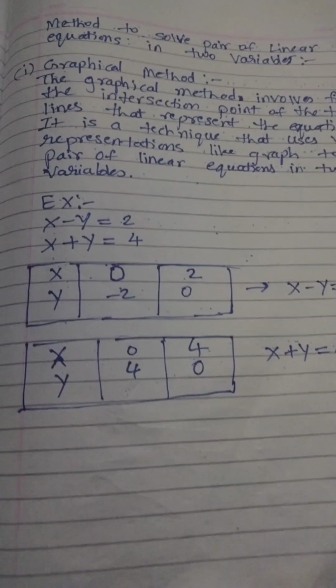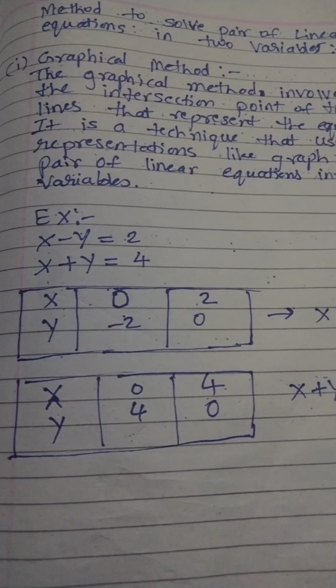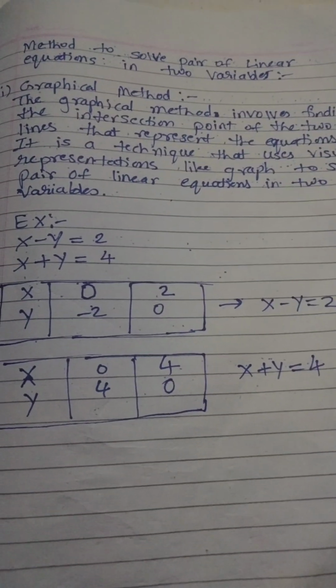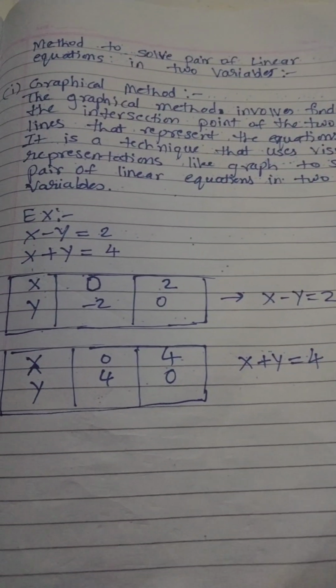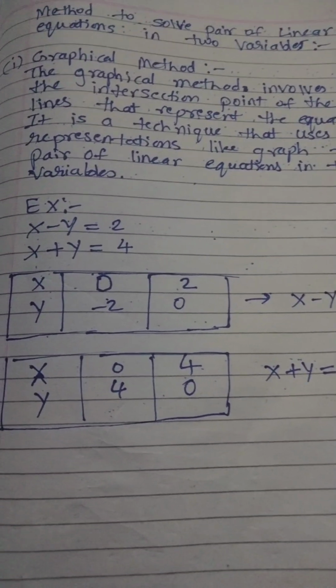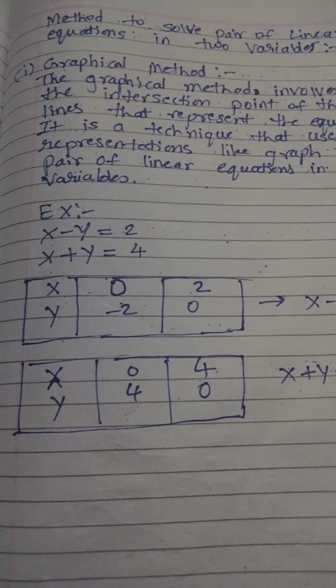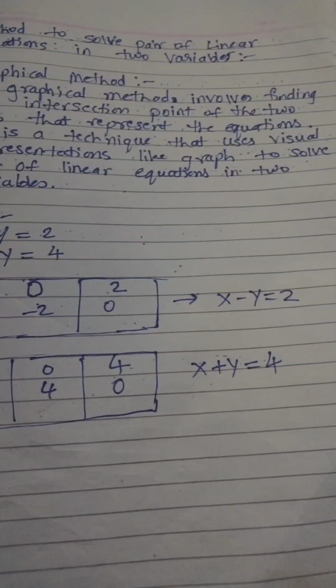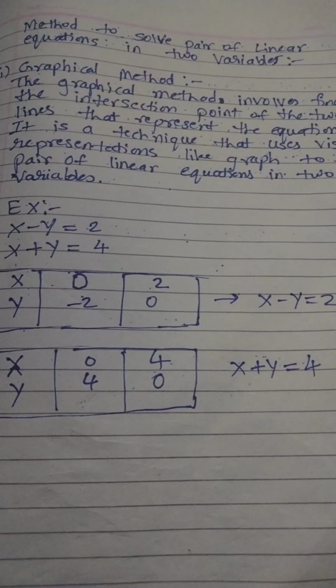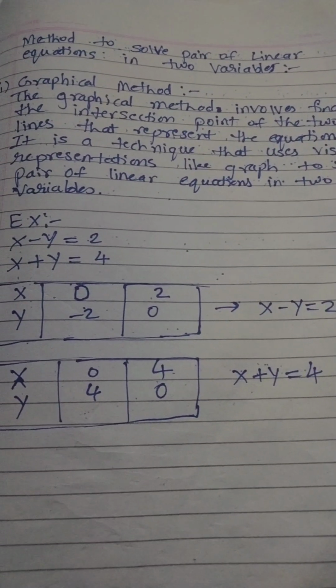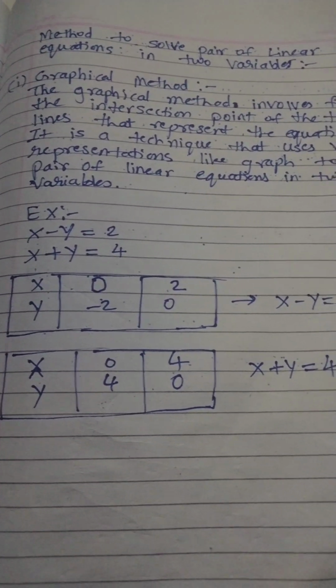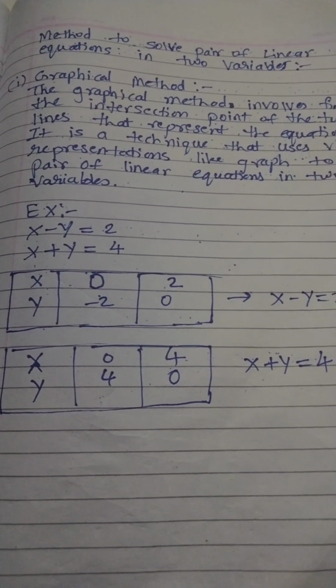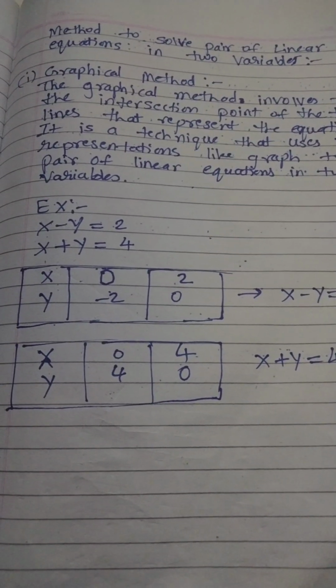For example, x minus y is equal to 2, x plus y is equal to 4. So in both these equations, we find the values of x and y. That is, we find the x and y coordinates so that we can draw the graph. So we take the first equation as x minus y is equal to 2. Now if we put the value of x equal to 0, we get y equal to minus 2. And if we put the value of x equal to 2, we get the value of y as 0.